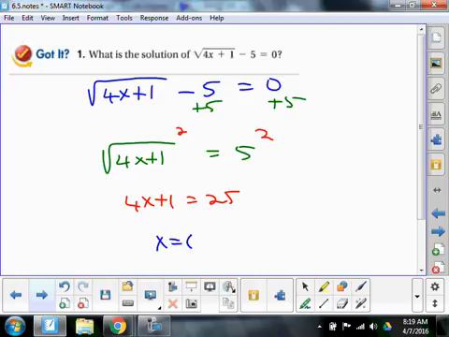Muy bien. 4 times 6 is 24. 24 plus 1 is 25. The square root of 25 is 5. 5 minus 5 is 0. That's good.